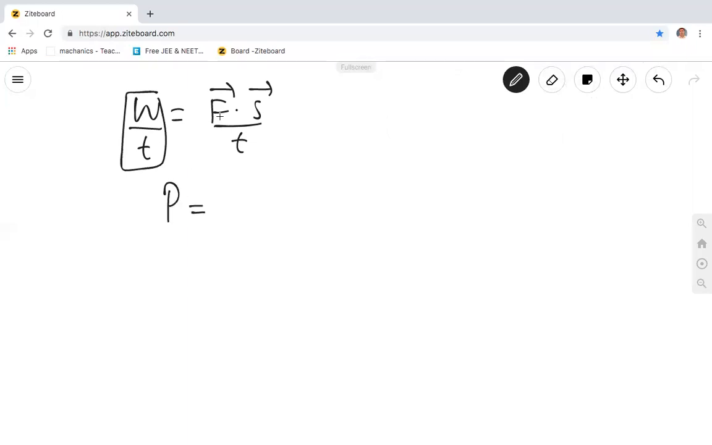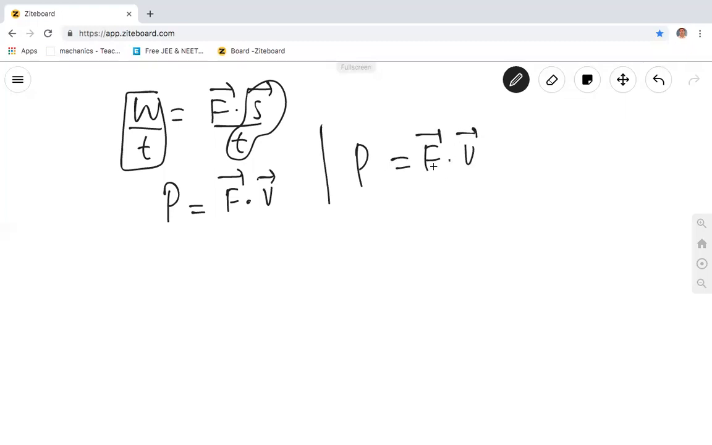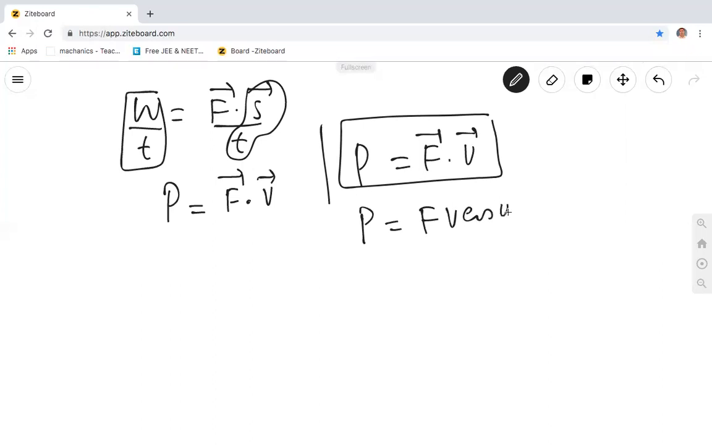And F is there. Dot, what is displacement by time? That is velocity. So power is F dot V. If you have a dot product of force and velocity, you get again power. But your books, maybe they write only P is equal to FV cos theta. They don't mention this dot, they write FV cos theta.